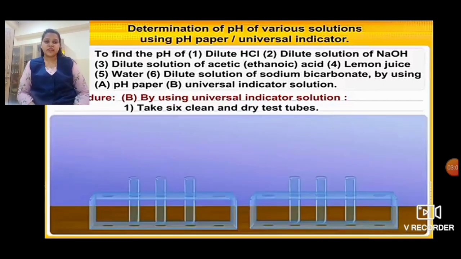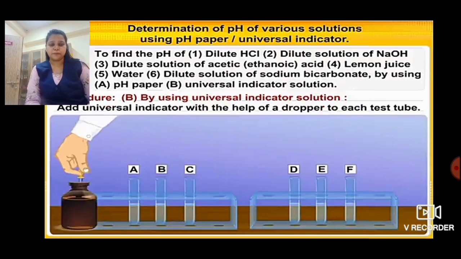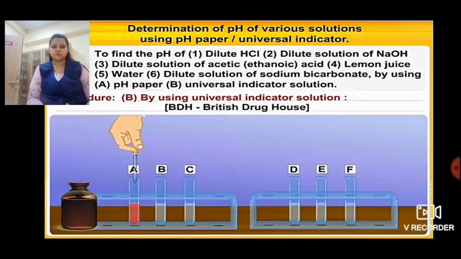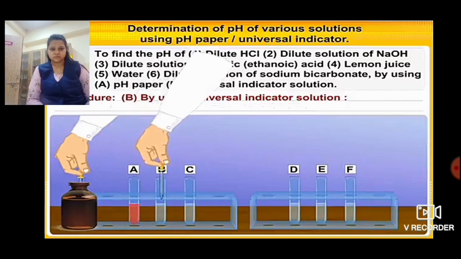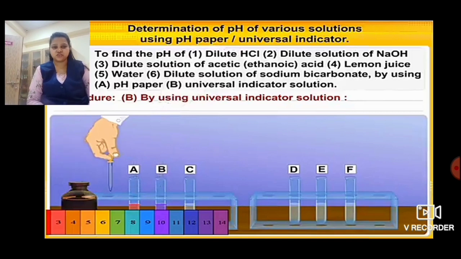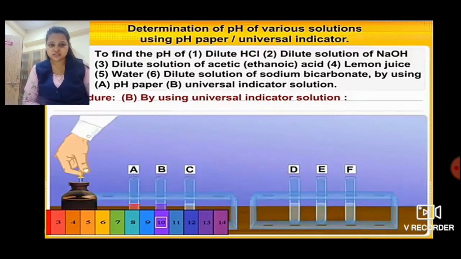Now we are going to do the same procedure for universal indicator. Similarly, we will label the test tubes. In each test tube, we are going to add the universal indicator solution using a dropper. This will continue for all, and we are going to observe the color change. To which extent does the color change?